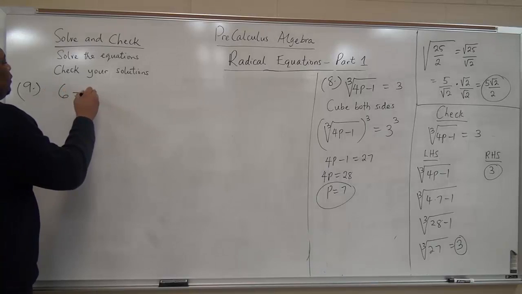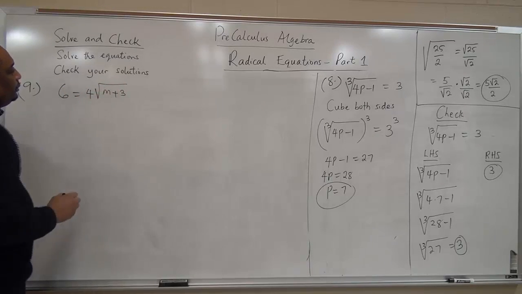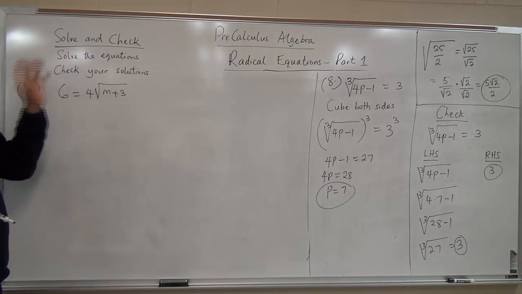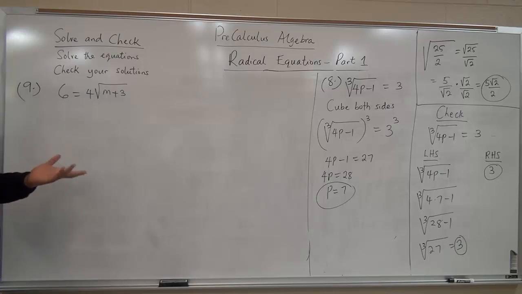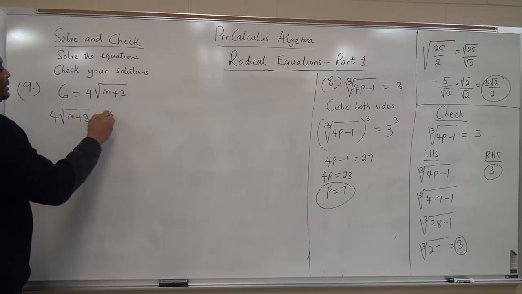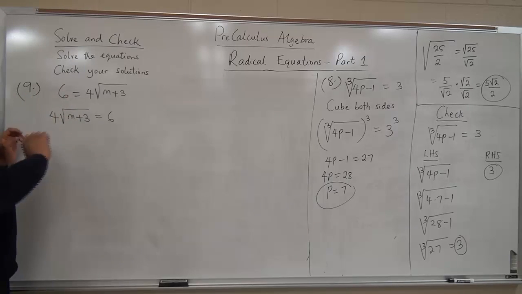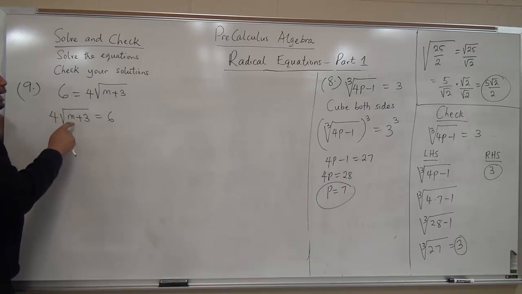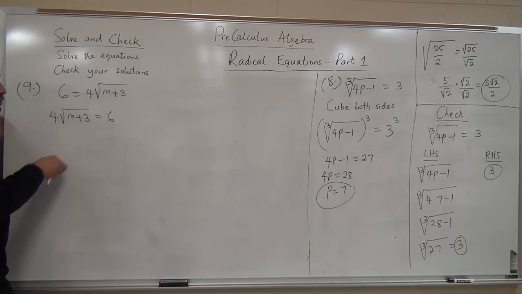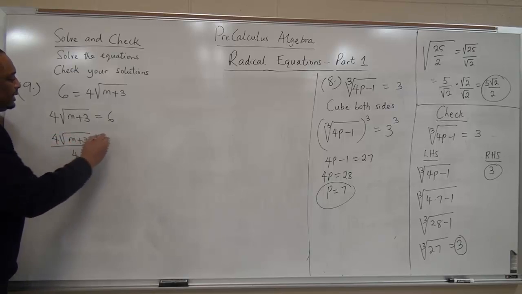6 is equal to 4 square root of n plus 3. So, like I said, we rearrange or we swap. 4 square root of n plus 3 is 6. And we want a radical to, 4 is here. So we want a radical to just leave us. Hey, this radical is telling 4, leave. So you divide both sides by what? 4. You divide both sides by 4.